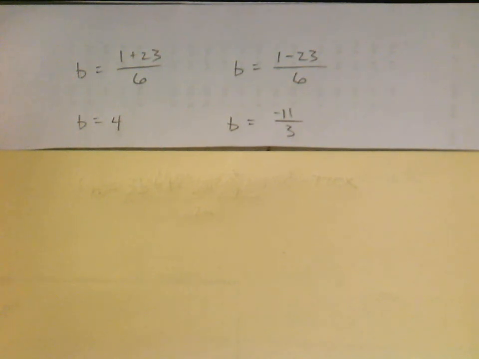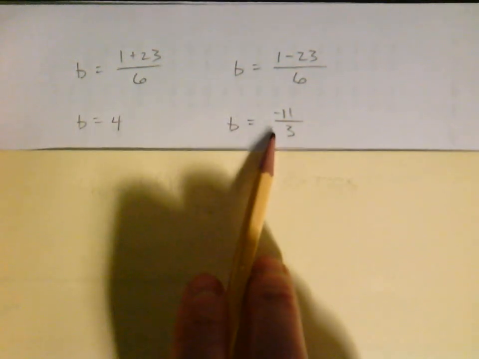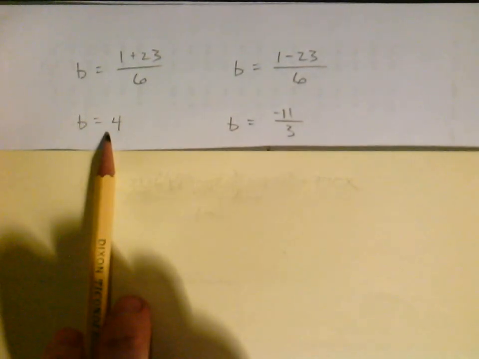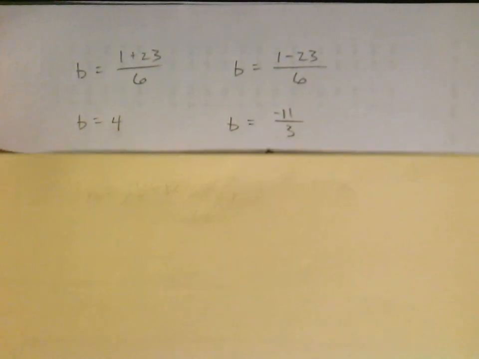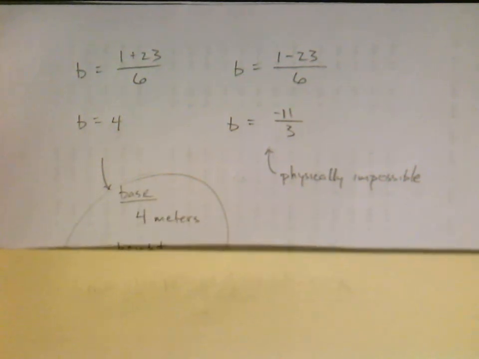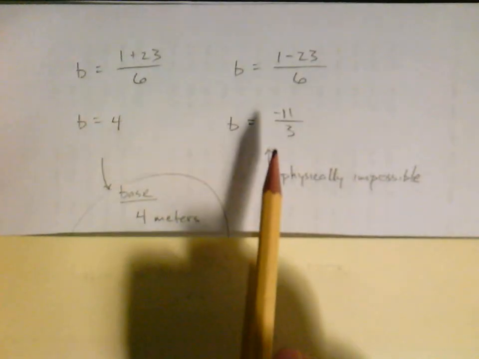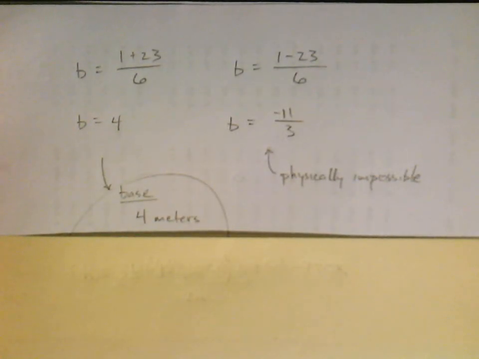So which one is it? Do you think the answer is b equals 4? Is that what we're looking for? Or is it b equals negative 11 over 3? So if you go back and look at the problem, hey, we're talking about the base of a triangle, right? A sail. Well, it's not going to be negative, right? We can't have a negative length to our sail. So b equals 4 is the thing that we're looking for. And so there I've got it. This is physically impossible. So we can just disregard that answer and we'll take the 4.